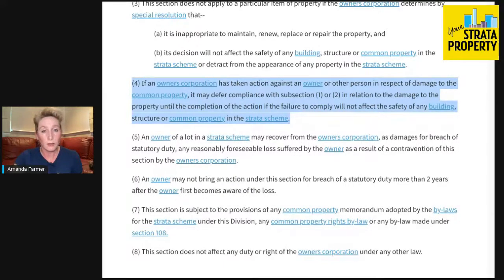We do have cases through our tribunal that have interpreted this subsection, and we do have some guidance about what this means. If an owners corporation is in legal proceedings with an original builder developer about building defects, or has lodged a complaint with the Office of Fair Trading, then that is an action within the meaning of subsection 4, and an owners corporation may put on hold its duty to repair and maintain while that action is running its course.